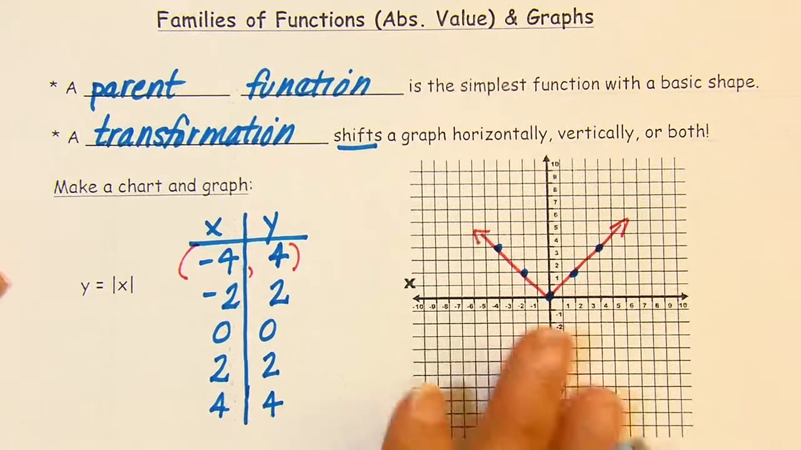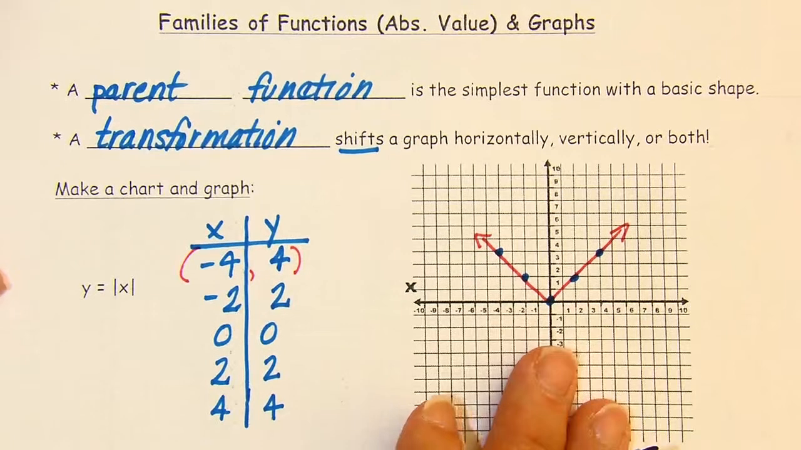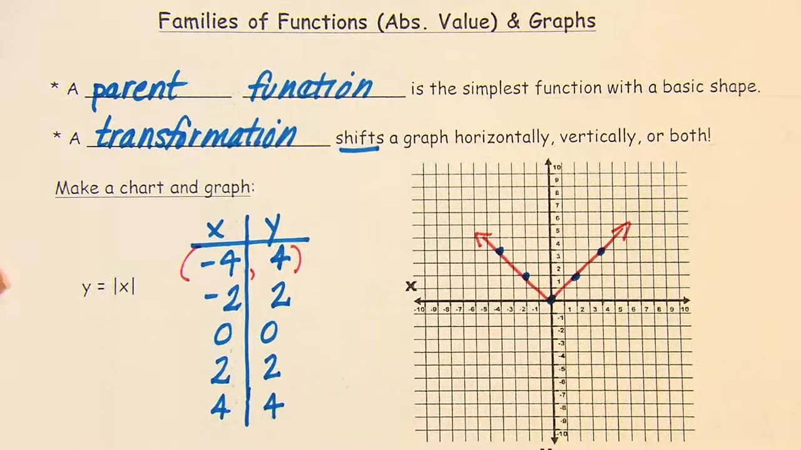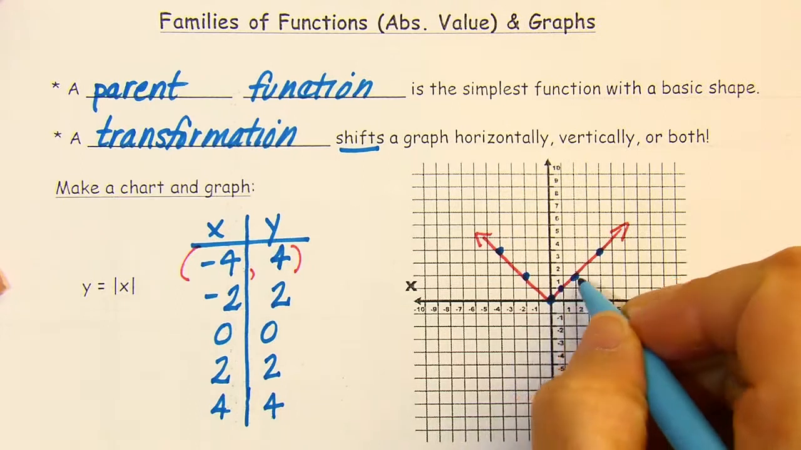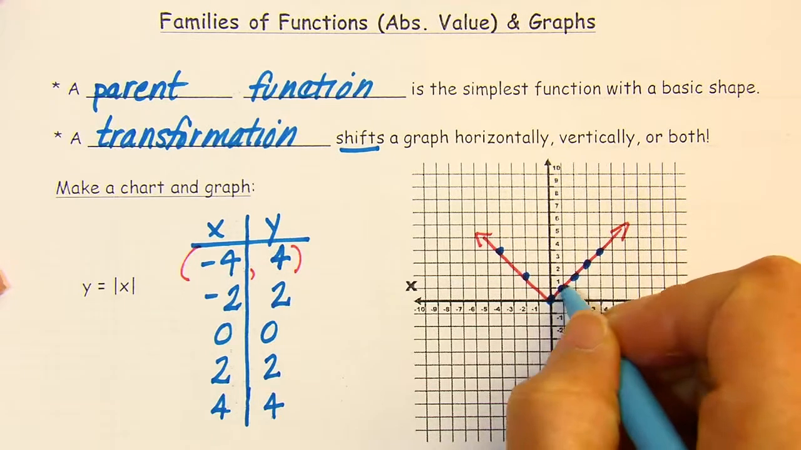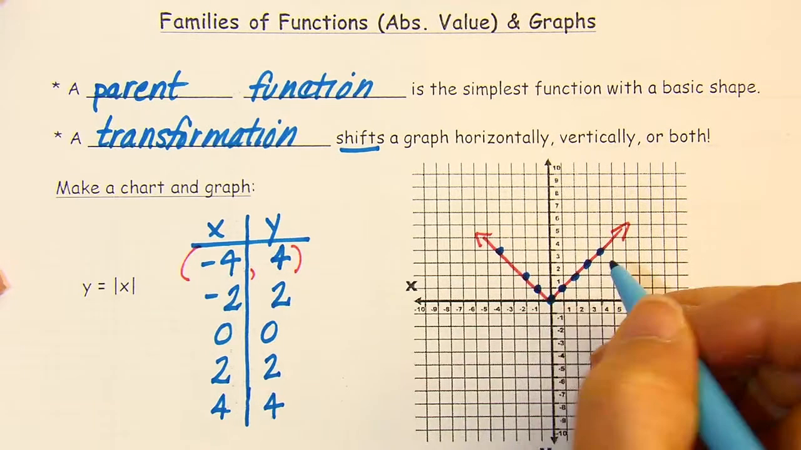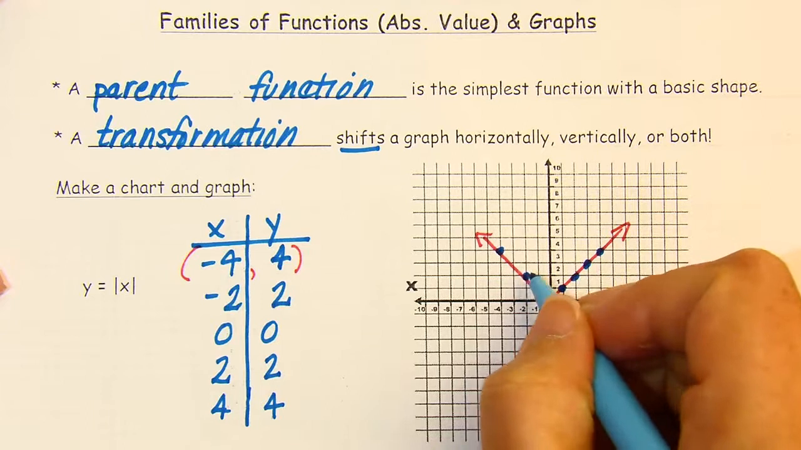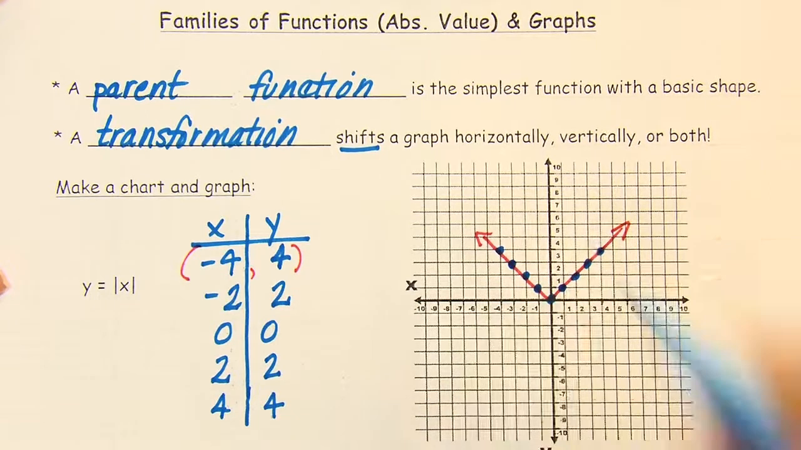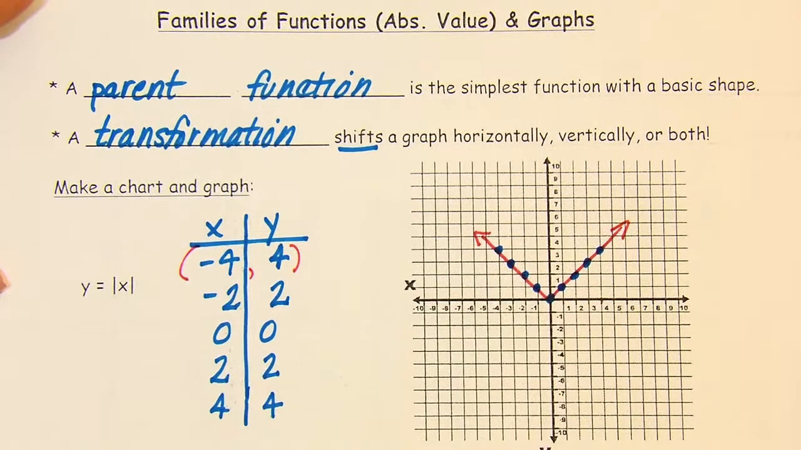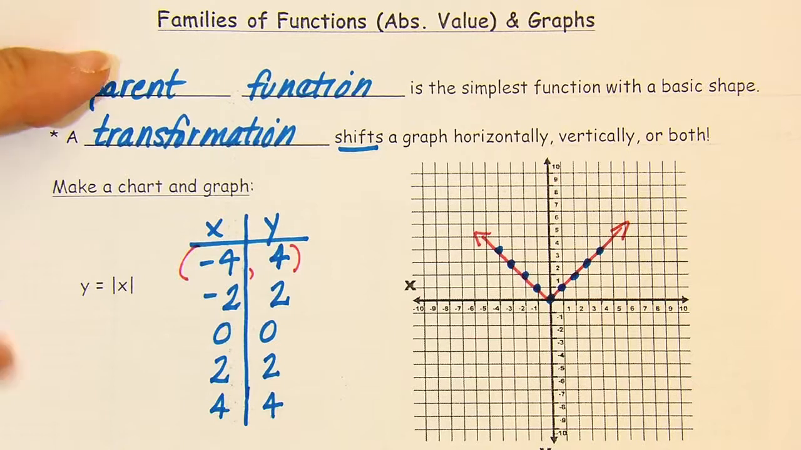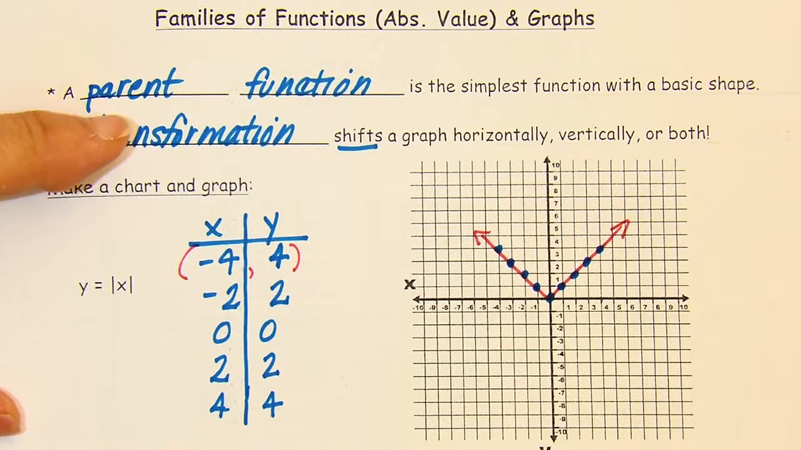Okay, now this is the parent function, and it would probably benefit you just to memorize the points on the parent function. They're really quite easy. It's 0, 0, 1, 1, 2, 2, 3, 3, 4, 4. And then on the negative side, it's just -1, 1, -2, 2, -3, 3, -4, 4. Okay, so if you just memorize those points, you can graph the parent function quite easily.